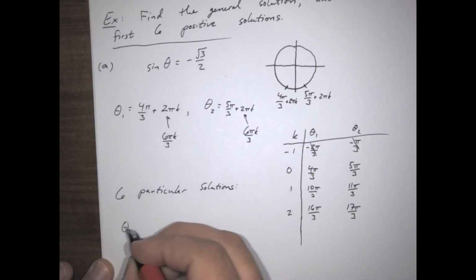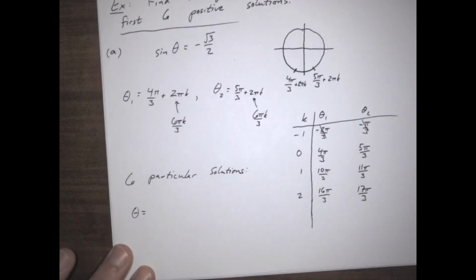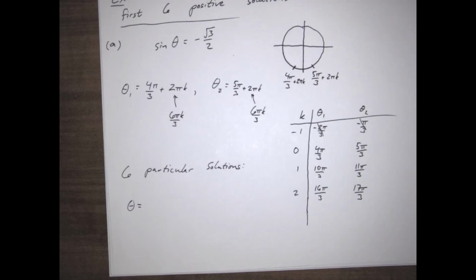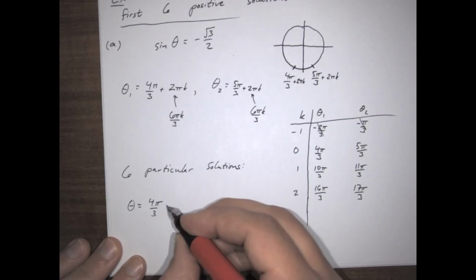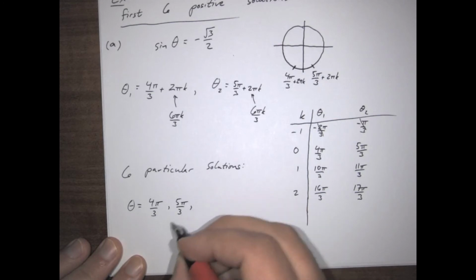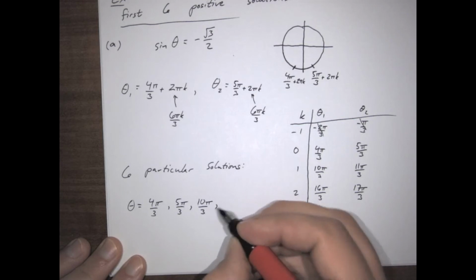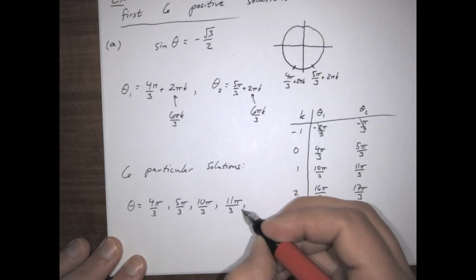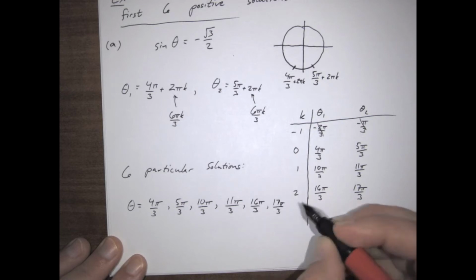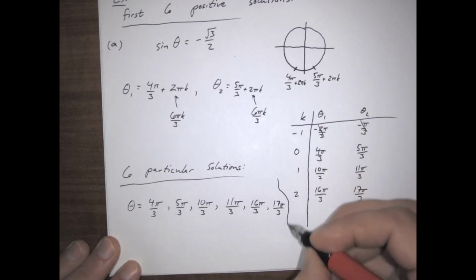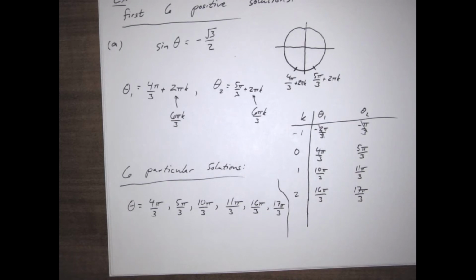And this is not the set of solutions anymore. This would just be a list because we haven't claimed to be getting all of the solutions at this point. We're just giving 6 sample solutions here. So we'll just list them: 4 pi over 3, 5 pi over 3, 10 pi over 3, 11 pi over 3, 16 pi over 3, 17 pi over 3. So these would just be 6 solutions that we found, and they happen to be the 6 smallest positive solutions. So find the first six of the positive solutions here. Negative values of k will give us negative solutions, and any values bigger than this will take us past 6.